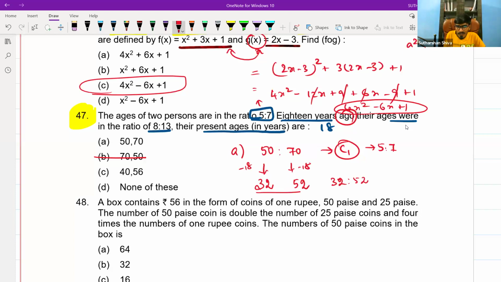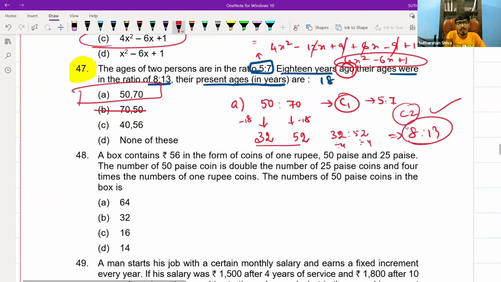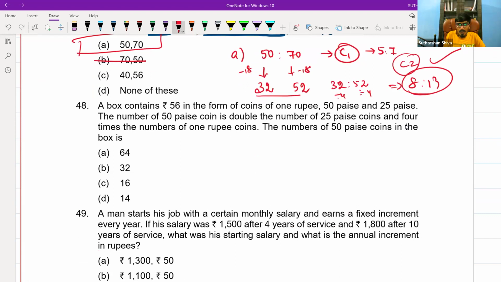If I divide by 4, the common multiple, 32 by 4 is 8 and 52 by 4 is 13. So condition number 2 is also satisfied. My answer is option A. Easy. Then we'll go with 48.